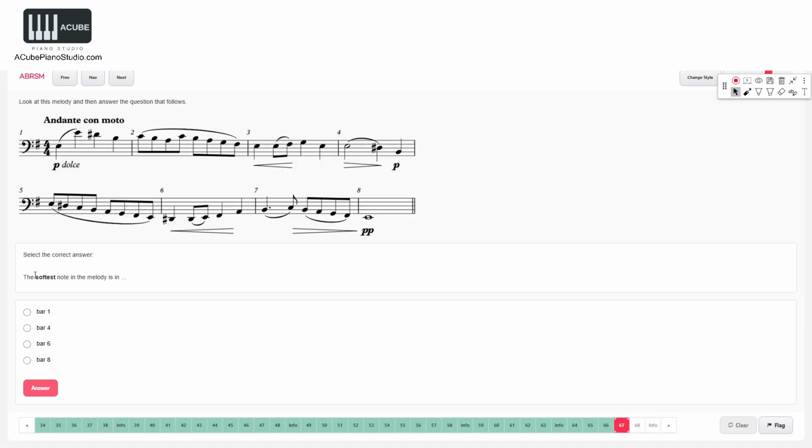Okay, next. The softest note in the melody is, so you have P, then gradually getting louder, then gradually getting quieter, then go back to P, which is quiet, going louder, then getting quieter, then PP. PP is very quiet, and you only have PP at this note here, and this note here is E, and it's in bar 8.